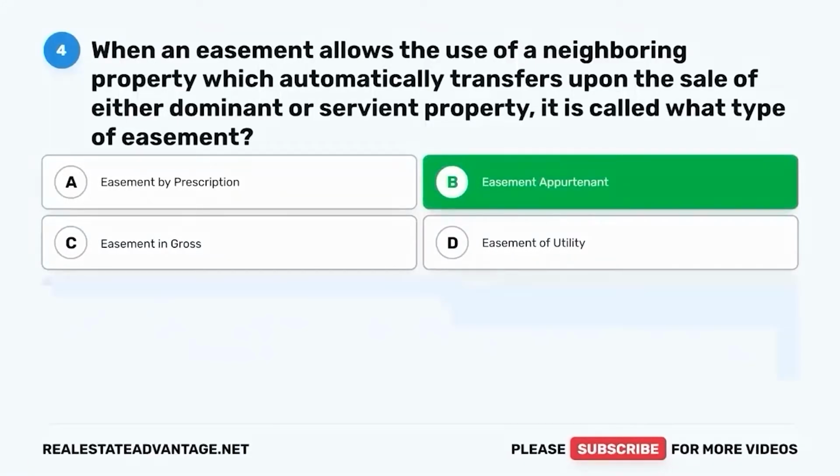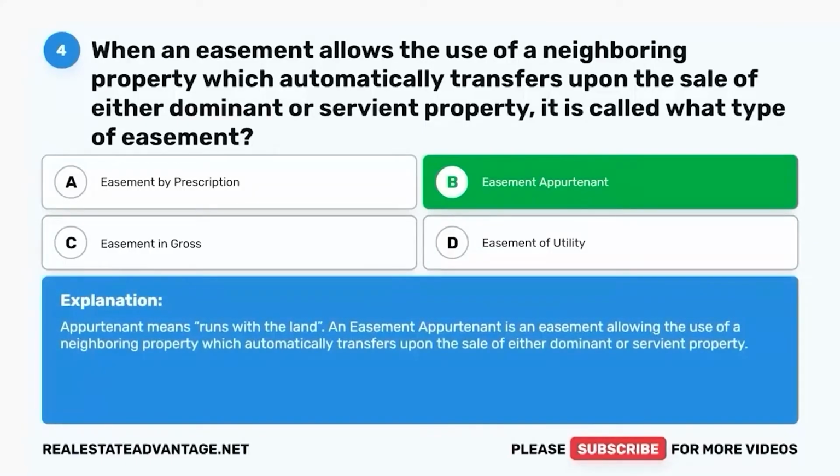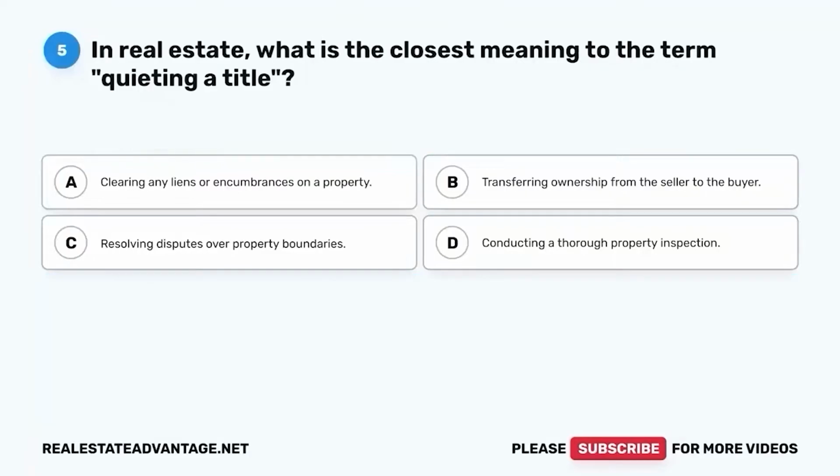Easement appurtenant. Appurtenant means runs with the land. An easement appurtenant is an easement allowing the use of a neighboring property which automatically transfers upon the sale of either dominant or servient property.